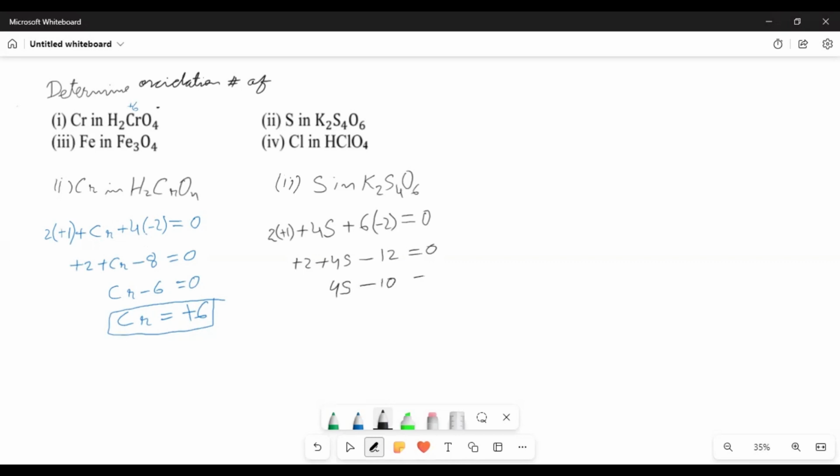-10, is equal to 0. So 4s is equal to +10 and s is equal to +10 divided by 4. So here the answer is +2.5. Yes, it is possible.